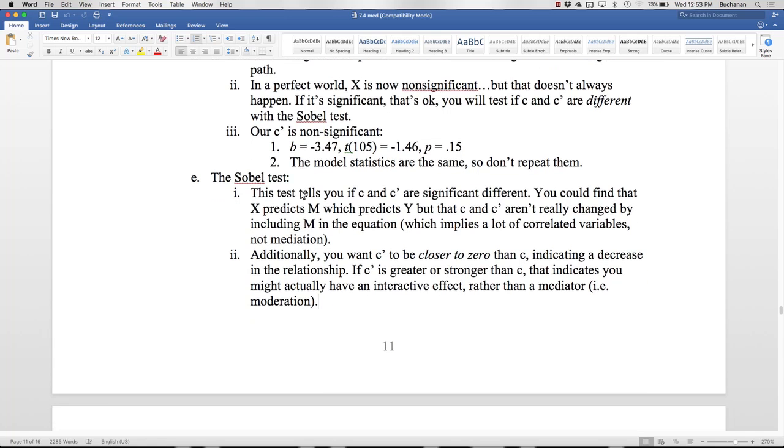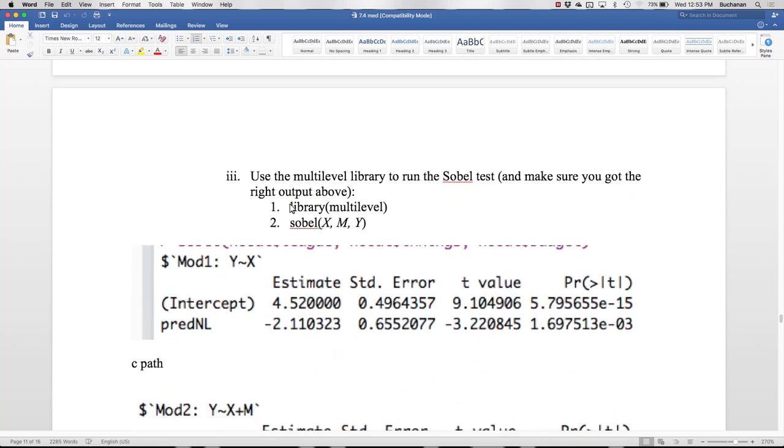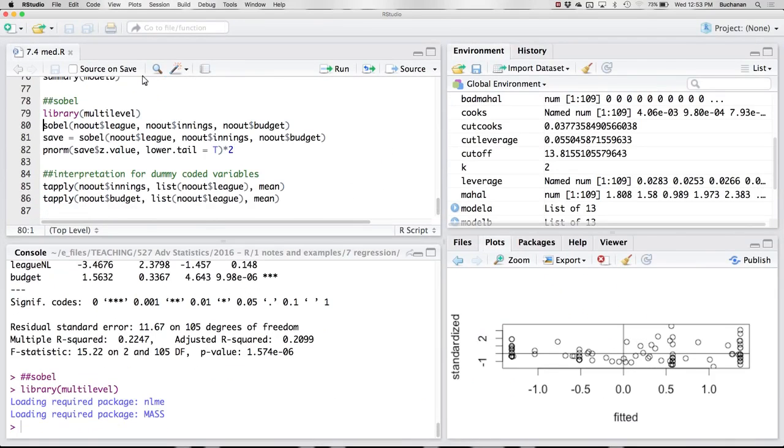So we're going to use the Sobel test to show that these two things are different. And so you actually do have to have a new package. It's multilevel. So I'll give you a second to install multilevel. There are a couple packages that'll run mediation, but they are obtuse. So I went with, let's just run it. By hand is easier. Now the packages for moderation are cute, so we're going to go with this.